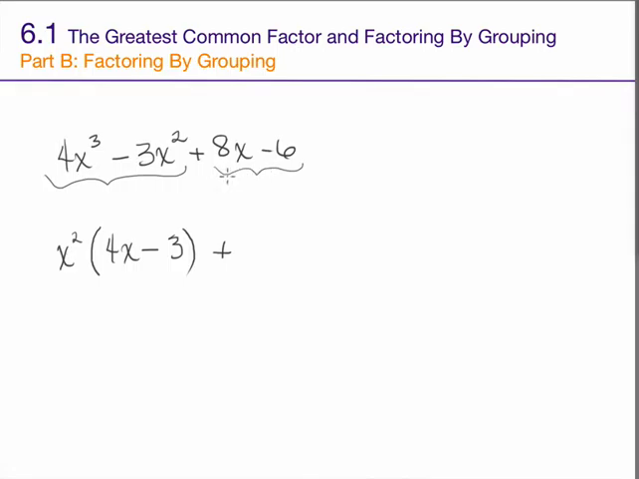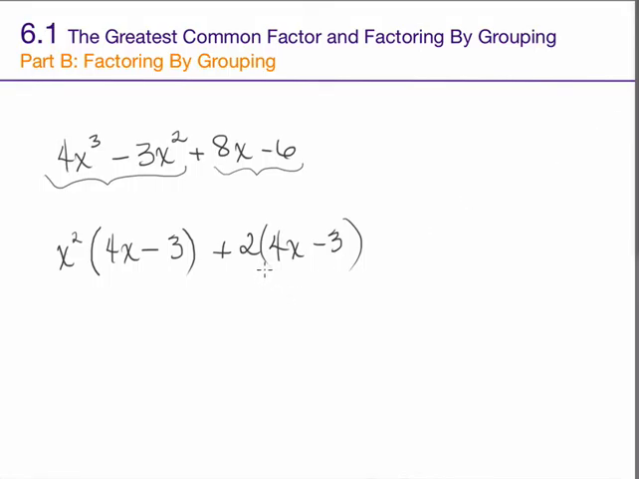In the back two terms, the greatest common factor can only be a number, because this term does not have any x's in it. So there are no x's to undistribute from these two terms. This one has an x, but this one doesn't. What do 8 and 6 have in common? 2. What's left over? What do I need to multiply by 2 to get 8x? And what do I need to multiply by 2 to get negative 6?